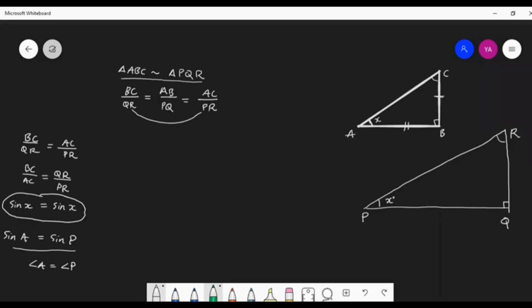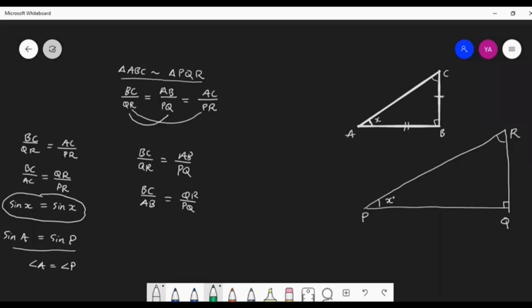Next we can take the first one and the middle one. In the same way, we want to make BC by QR is equal to AB by PQ. What will come if we do the same way? BC by AB is equal to, right, QR by PQ. So what is BC by AB? Which trigonometric ratio with respect to angle X in the first triangle?